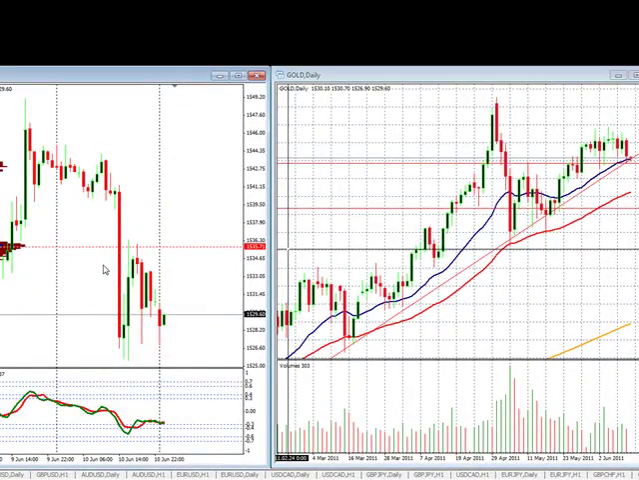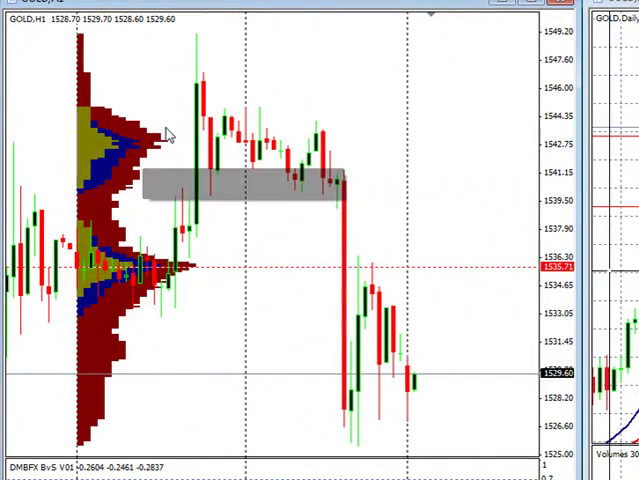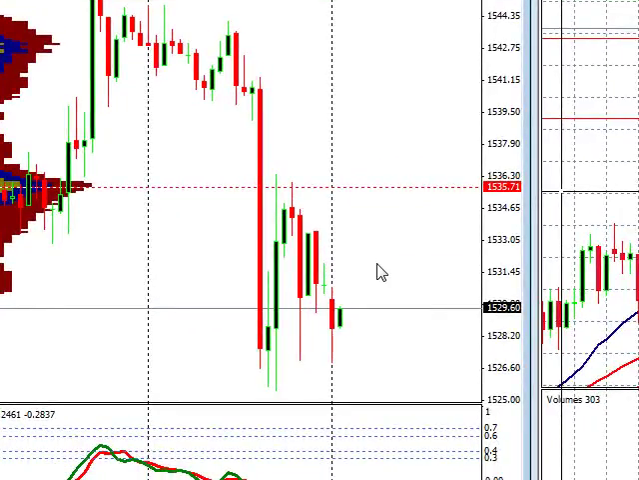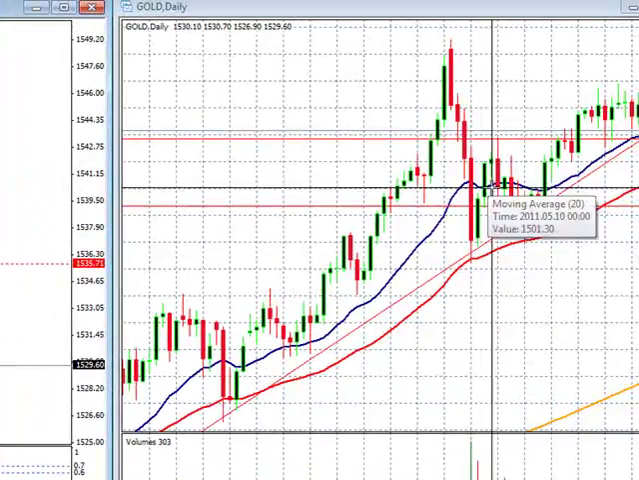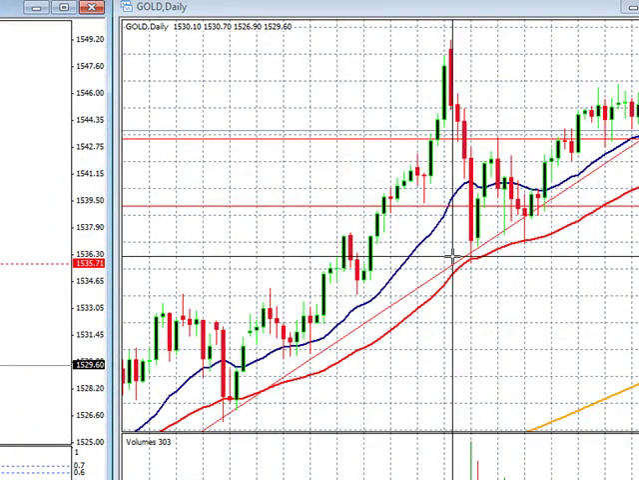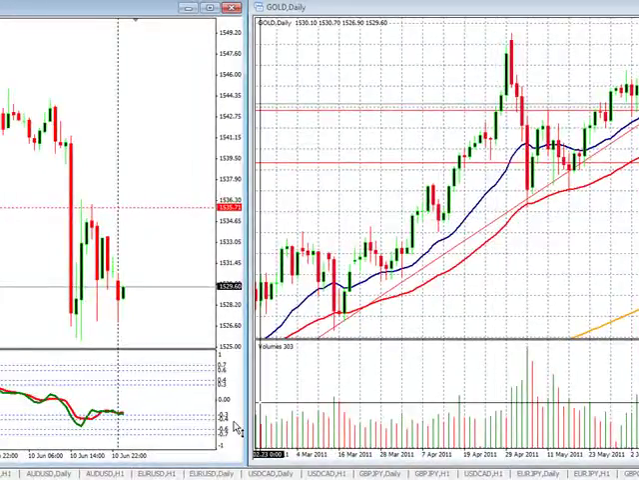When we look at our market profile, we can see our point of control keeps coming down, down, down, down. Now it's at 1535, and it's acting as resistance. So if I was to look at this, I would say sideways to down. Obviously, the longer term trend is up.